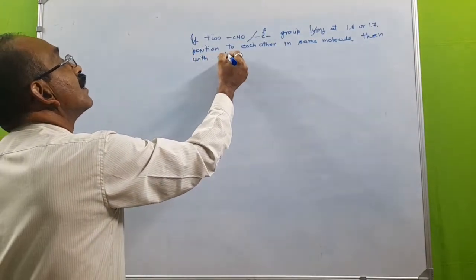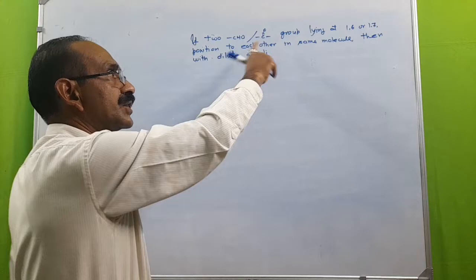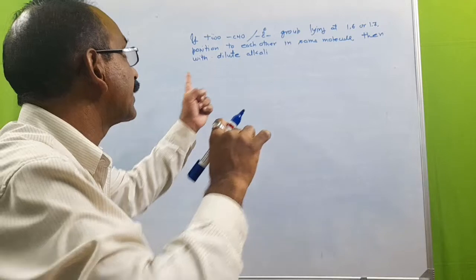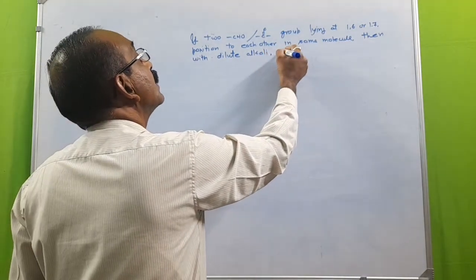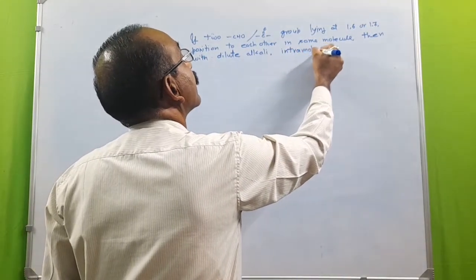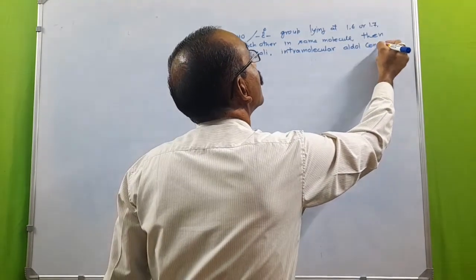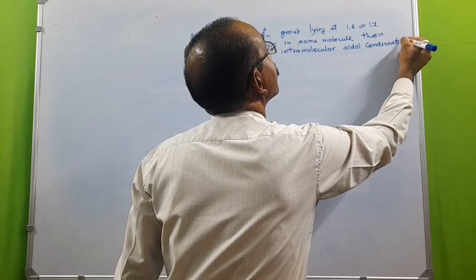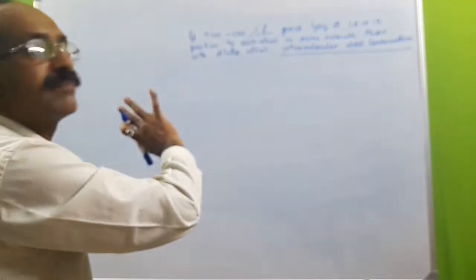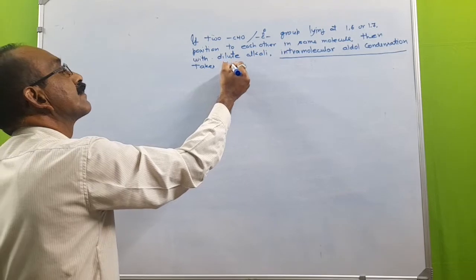with dilute alkali, that compound which is having two CHO or CO groups at 1,6 or 1,7 position to one another is treated with dilute alkali. So here intramolecular aldol condensation takes place. Intramolecular means aldol condensation occurs but within the same molecule. This takes place.